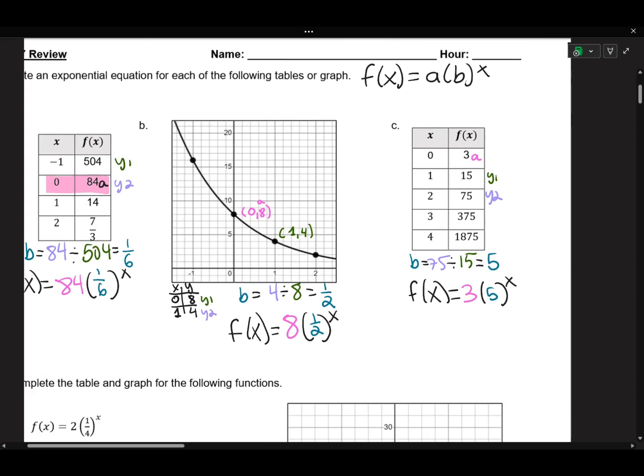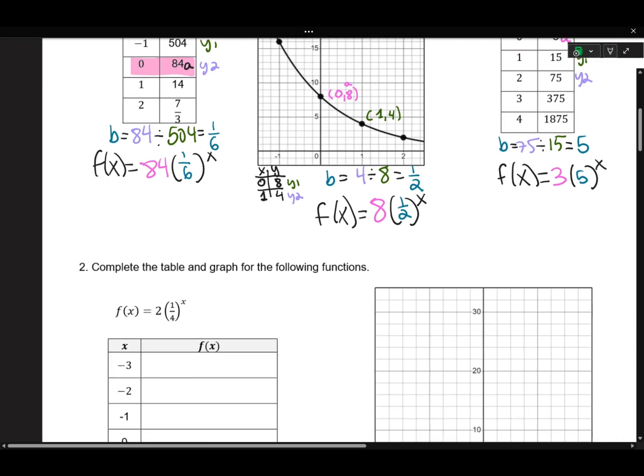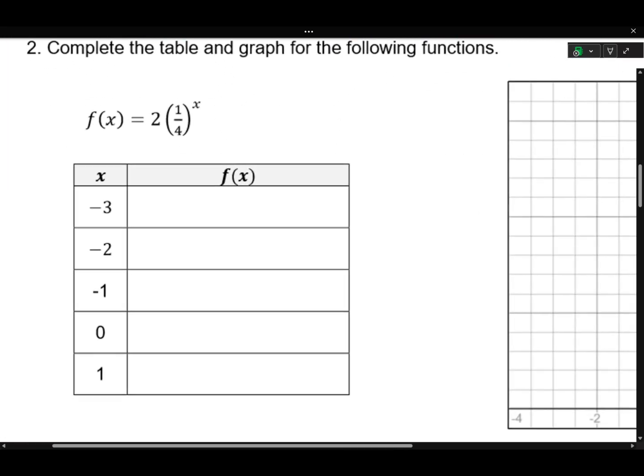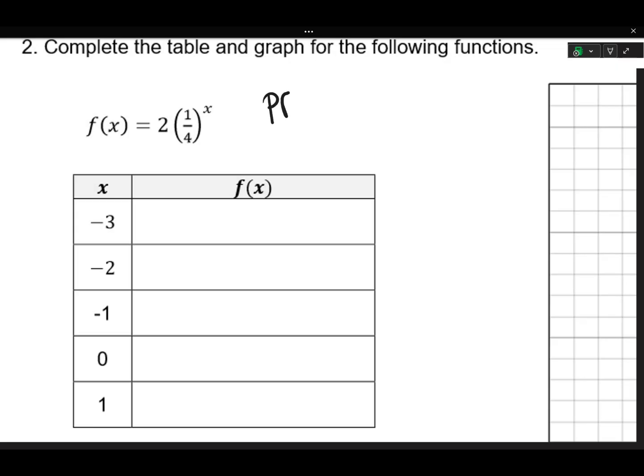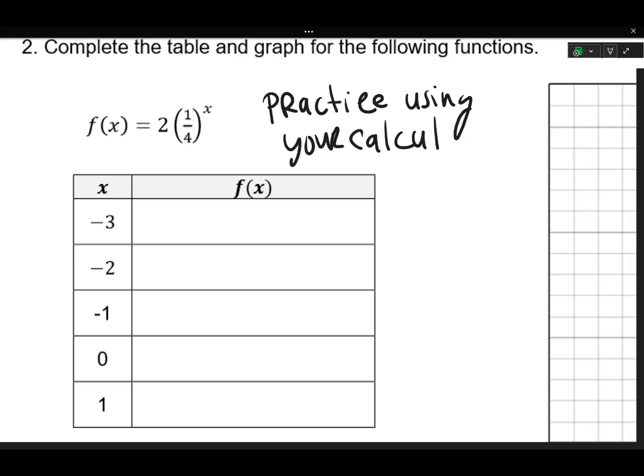Not too bad, right? Next, let's complete the table and graph for the following functions. Now, if you're watching this video, you should be using your calculator along with me. And I know some of you are listening to this with no sound, so I'm going to write it. Practice using your calculator, in case that's for the people who are not listening to the video and just watching it. Practice that calculator. It cannot help you during the test.